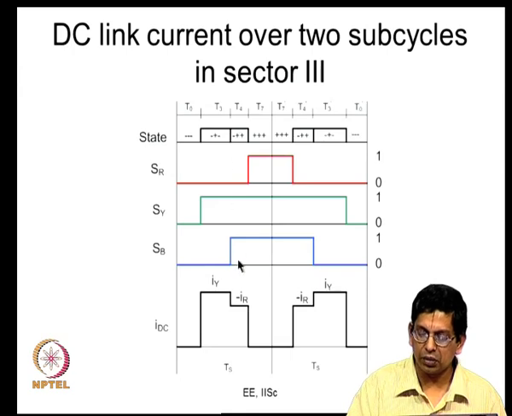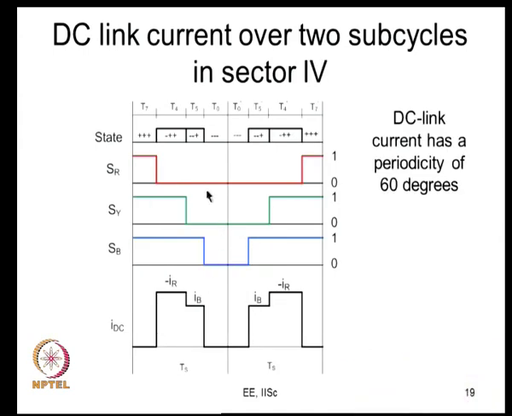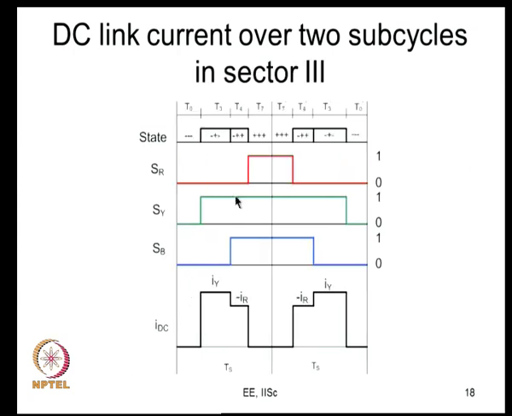And how about this interval? Here SY is 1, SB is also equal to 1. Therefore, the current is equal to IY plus IB, which is equal to minus IR. So, this is IY, this is minus IR, but you can see the same shape is getting maintained. So, you have come 120 degrees later. Now, IR has the value that IY had, and IY has the value that IB had 120 degrees before. So, there is 3 phase symmetry here.